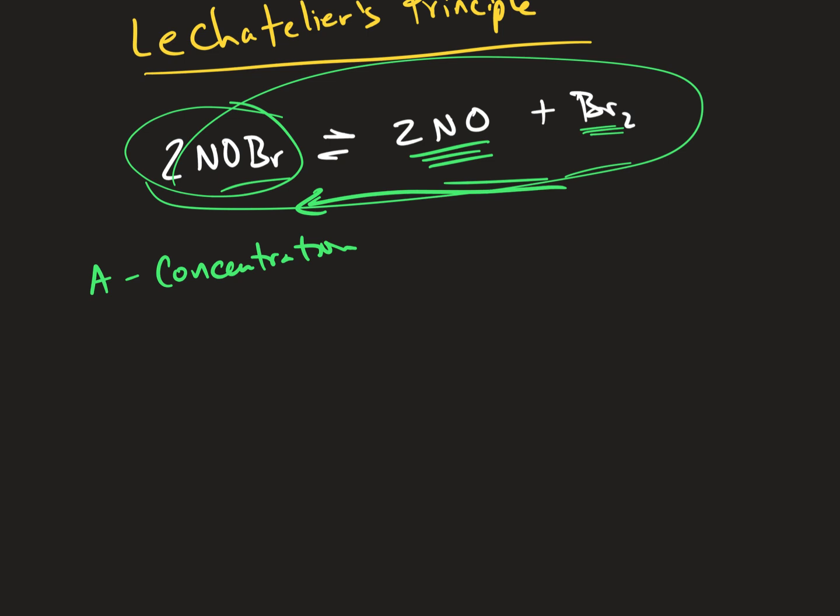Does that make sense? If we were to increase the amount of NOBr that we have, then it would push it in the forward direction to make more NO and Br2. Does that make sense in your mind? Anybody have a question on that?